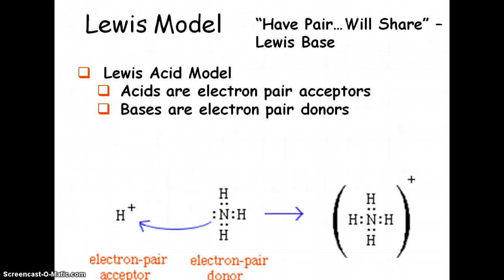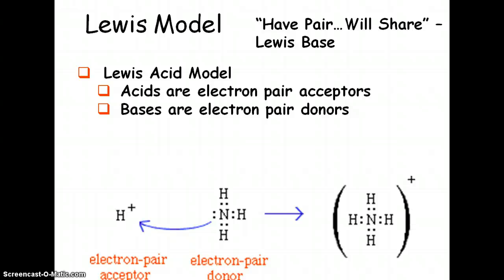All right, the last model for acids and bases is called the Lewis model. Basically the little slogan is "Have pair, will share." In his model, acids are electron pair acceptors and bases are electron pair donors.